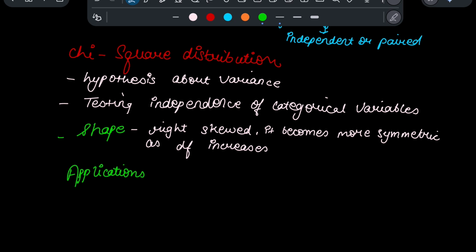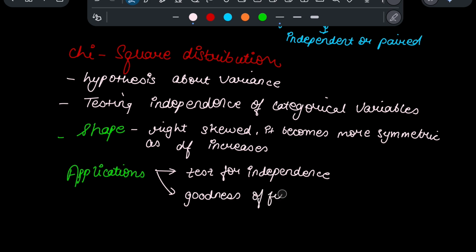Talking about its applications, it is used for the chi square test for independence and the chi square test of goodness of fit. For example, are gender and product preferences different? Another example, for the chi square test of goodness of fit: does observed dice roll data fit a uniform distribution?